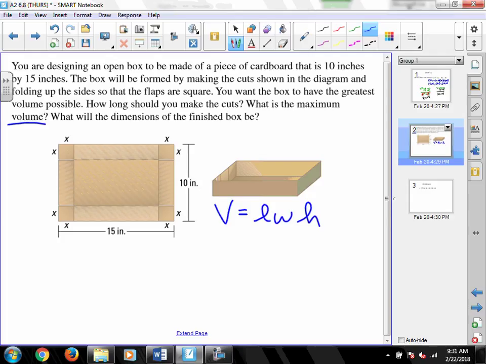Now, if I have this 10 by 15 inch piece of cardboard, am I going to have a length and a width of 15 and 10? Nope. Why not? Because you still got a cutter. Good. We've got to make these cuts here, here, here, and here, so that I can fold this up and make a box.